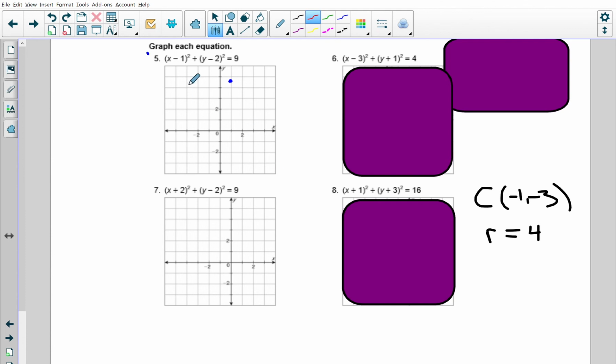Real quick, this is centered at 1, 2, which is right there, with a radius of 3. 1, 2, 3. Circle it up.